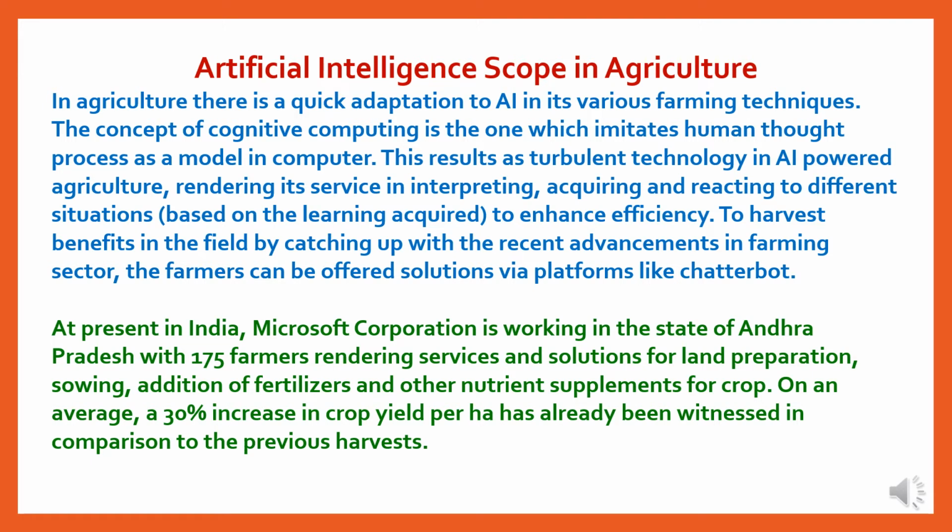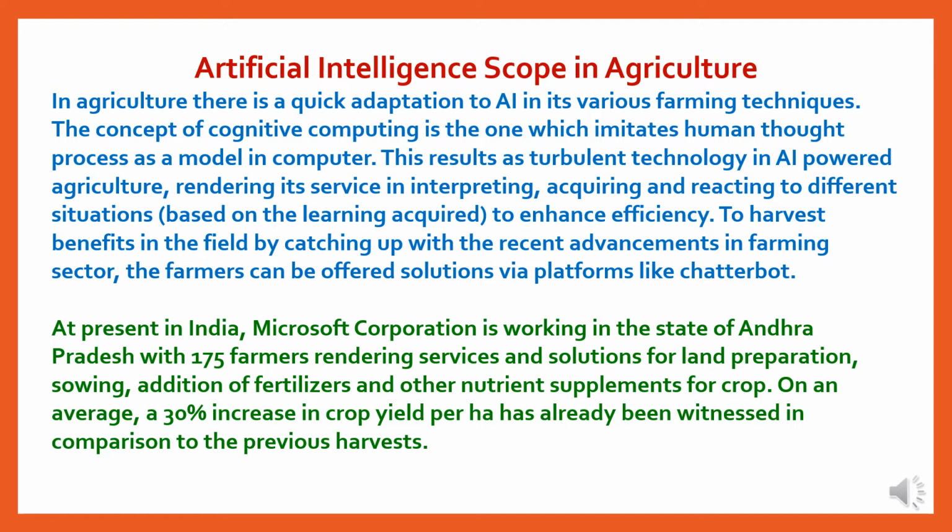Now to study the scope of artificial intelligence in agriculture. In agriculture, there is a quick adaptation to artificial intelligence in its various farming techniques. The concept of cognitive computing is one which imitates the human thought process as a model in a computer. This results in a turbulent technology in artificial intelligence powered agriculture, rendering its service in interpreting, acquiring and reacting to different situations based on the learning acquired, to enhance efficiency and harvest benefits in the field by catching up with recent advancement in the farming sector.